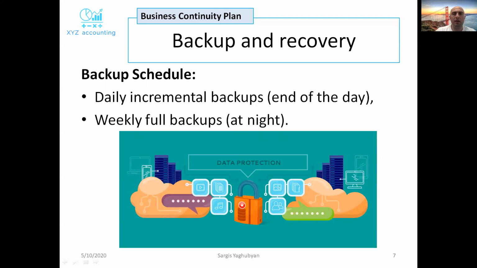Backup and recovery. We have two types of backups scheduled for our business: daily incremental backups at the end of each day, and weekly full backups at night. We also use cloud backup as separate storage, Amazon Web Services cloud backup, which encrypts our backup data using encryption keys managed by the Amazon Web Services Key Management Service. And we also have network attached storage, and we are working on a virtual environment that will be ready by the end of this year.